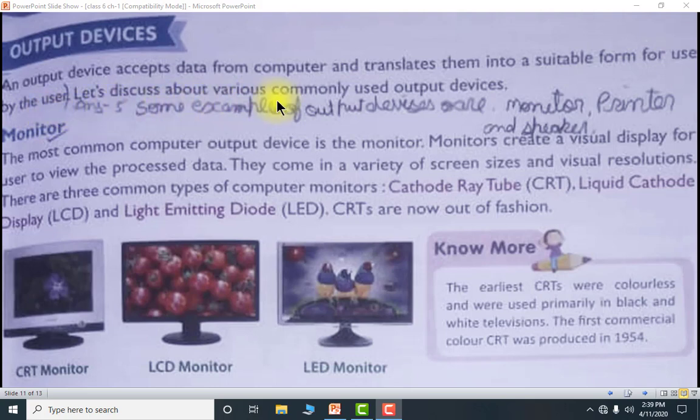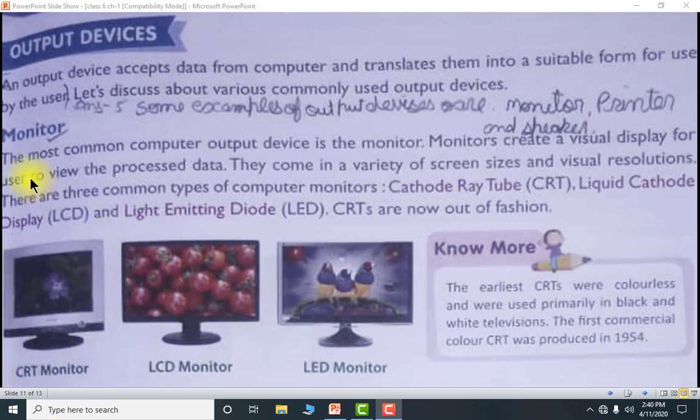Let's discuss various commonly used output devices. Basically we have three types of output devices, that are monitors, printers and speakers. So first we will talk about monitors. I think all of you have seen these types of things in your schools, houses, offices, everywhere. These are called monitors.